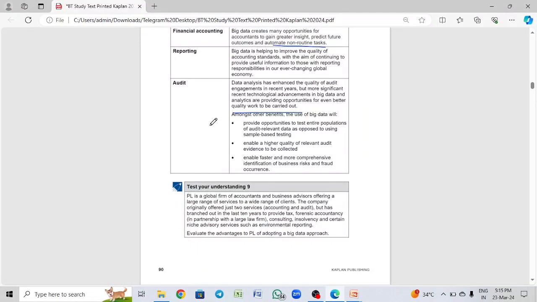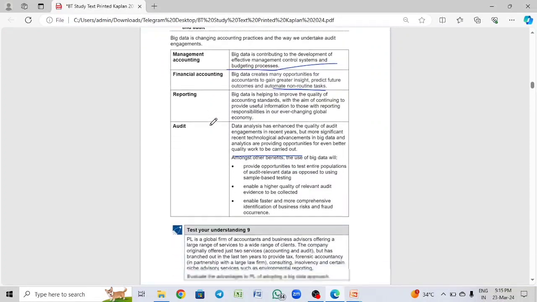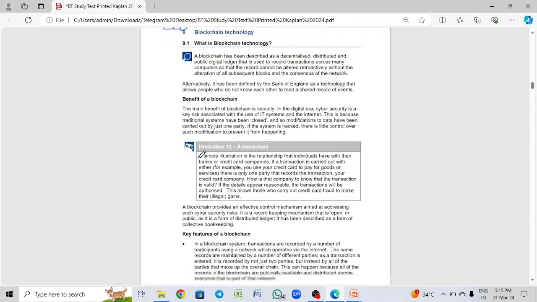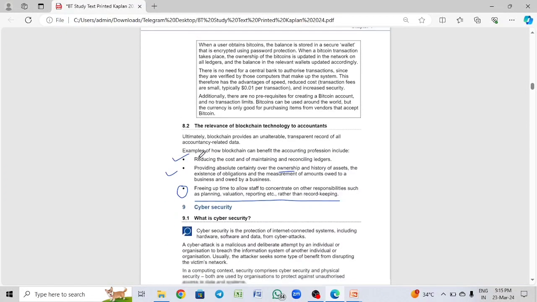So the next one is not something which we get in this form. We'll get either the MCQs, the multiple choice questions, or the fill in the blanks. So it's not what we expect to see in the examination. So let's move to test your understanding number 10.